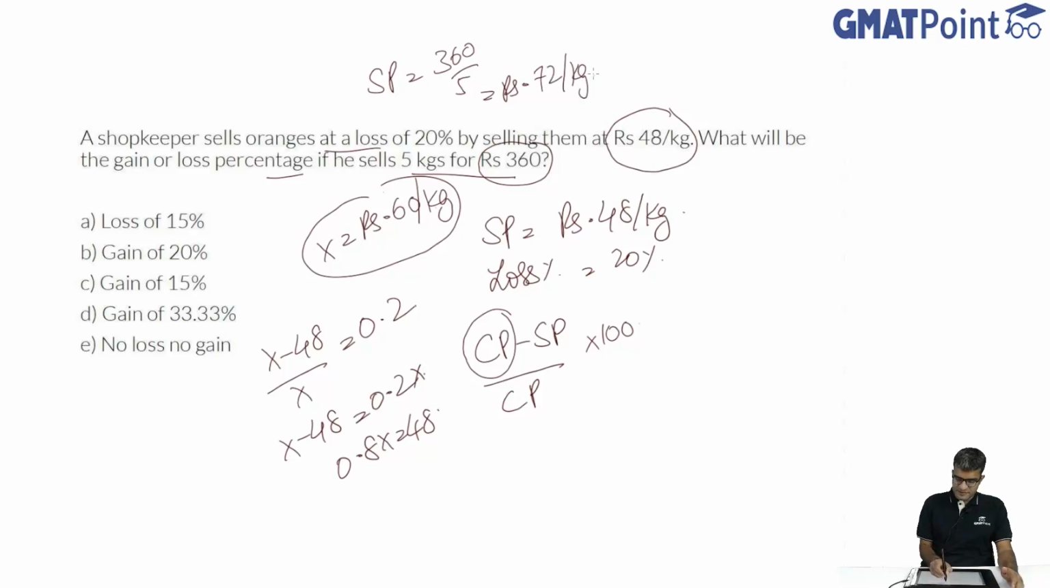This is the new selling price. The cost price is 60 per kg. So the profit will be equal to selling price minus cost price, which is 72 minus 60, which is rupees 12 per kg.